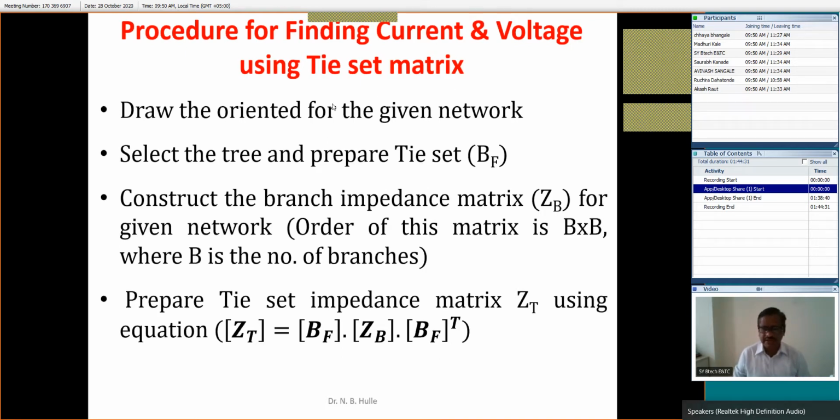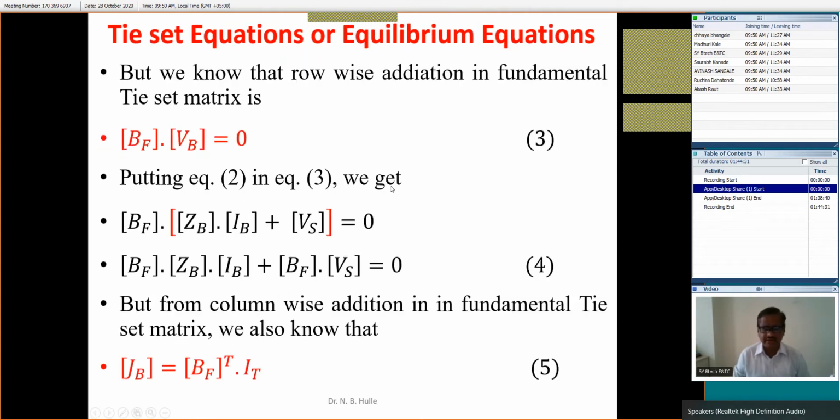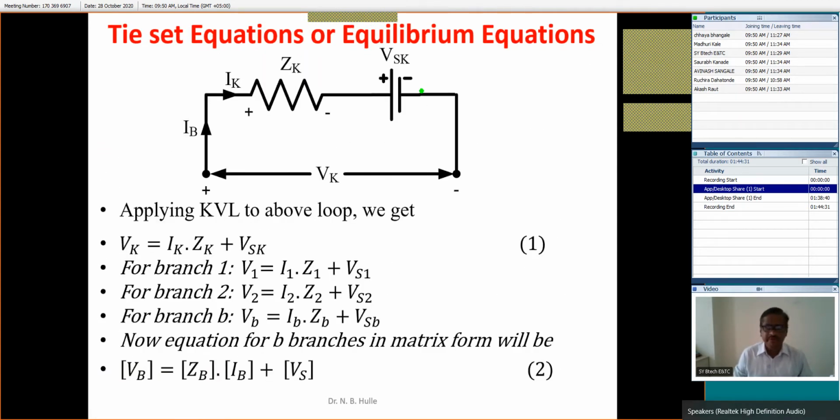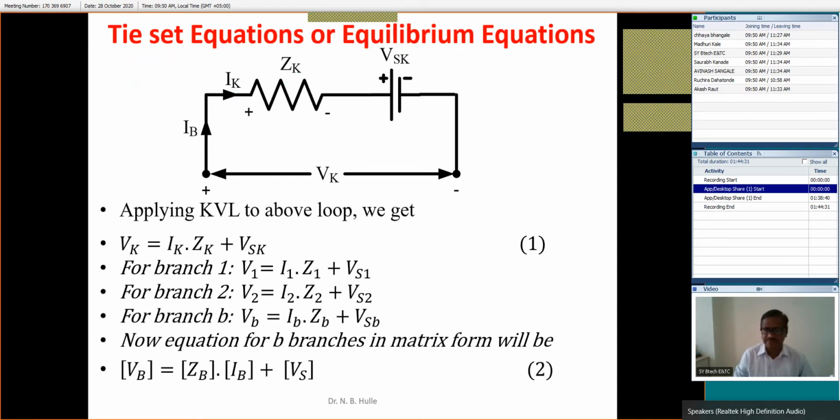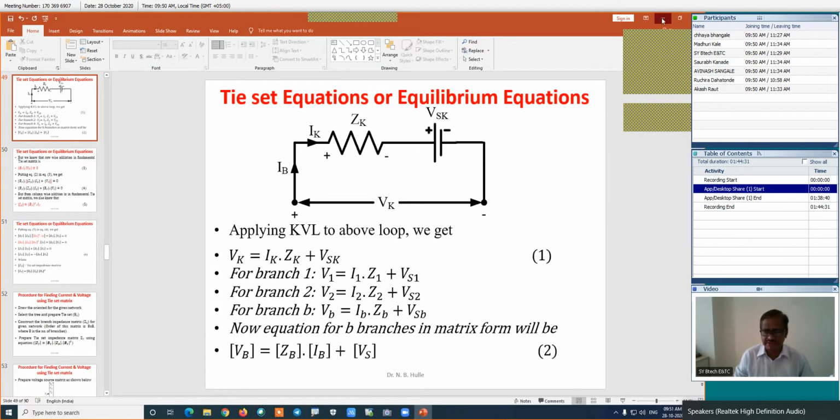If I'm going back to the equilibrium equations, look at how the standard branch should be in this case. Each branch must consist of impedance and source. That is mandatory in case of the Tieset matrix. If we are using the Tieset, the branch must be in terms of impedance and voltage source. Is it right? I will come back to you, and we will discuss here.